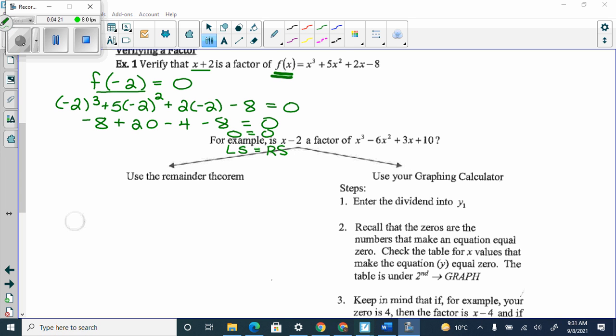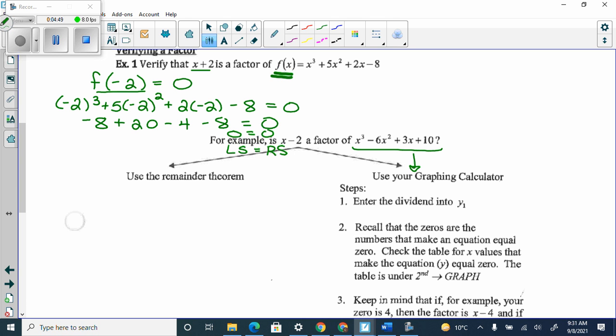So remember, for this one, you're going to type this into your y equals, right? And you can either go second graph, go to your table of values and look for the value of 2, right? And see if you get a 0 for your y. Or remember, you could go second trace, which is calculate value, number 1. Second trace value. And then it pops up x equals, and you can put in a 2.